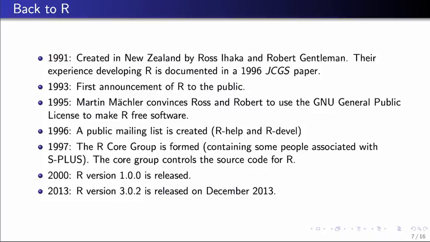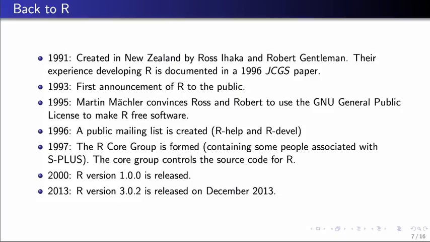In 1996, a mailing list was developed. So there's two main mailing lists. One called R Help, which is a general mailing list for questions, and R Devel, which is a more specific mailing list for people who are doing development work in R.